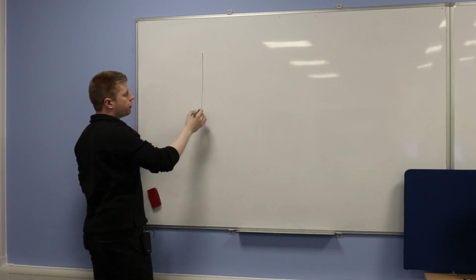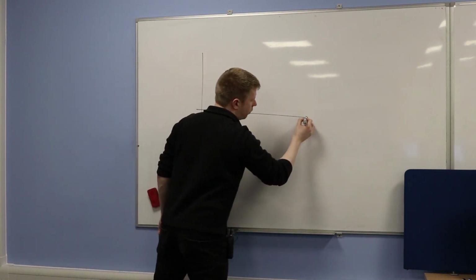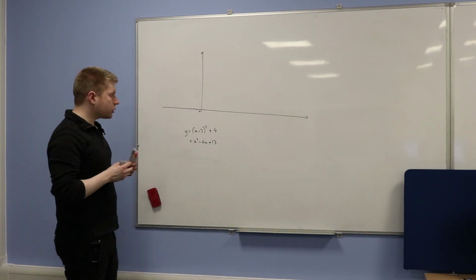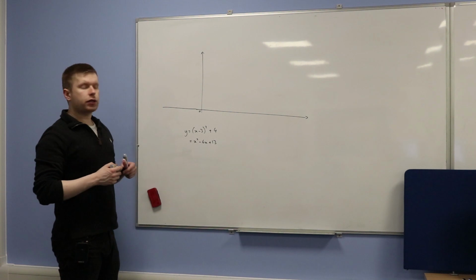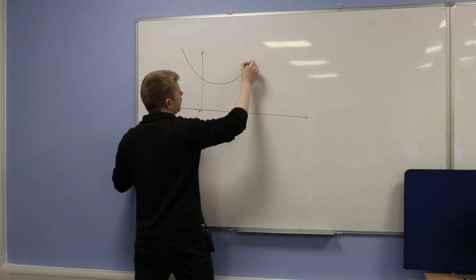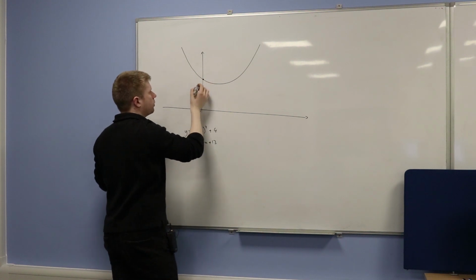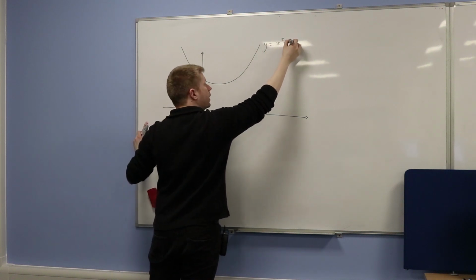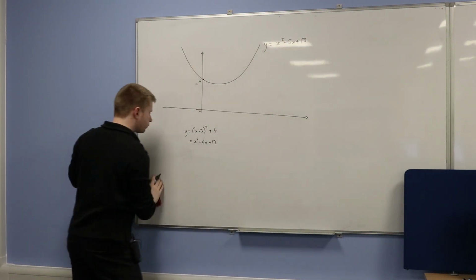I'm going to draw a graph on the board, okay? So I'm going to draw the graph y equals x squared minus 6x plus 13. It's going to look something like this, okay? So that's going to be 3, that's going to be 4. So it's the graph y equals x squared minus 6x plus 13.